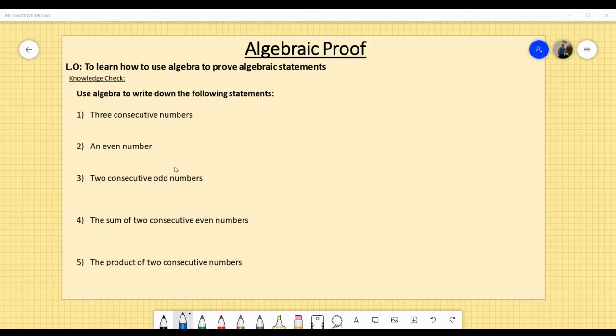So if we just have a look at the 5 things that you've got here, I want you to try and jot down some algebraic notation that you think would represent each of these criteria. And then when you think you know what to do, hit play and I will go through it with you.